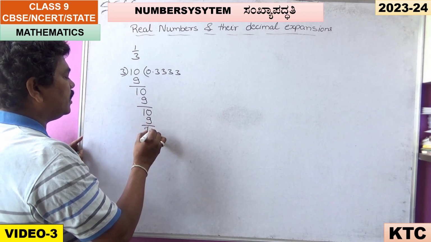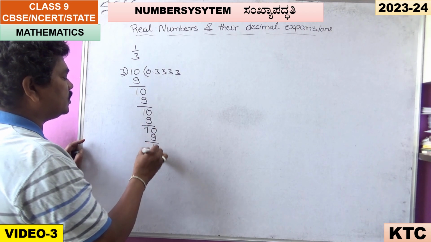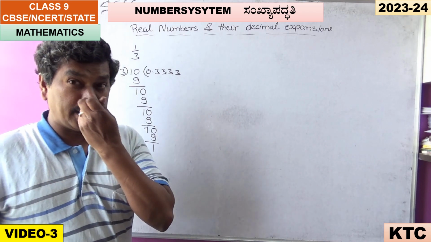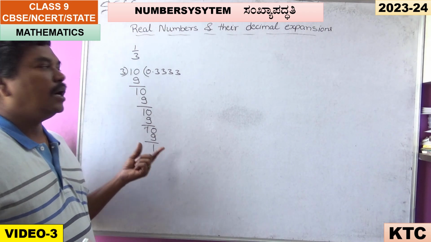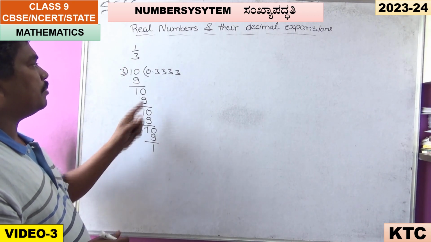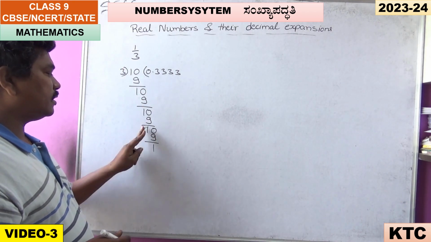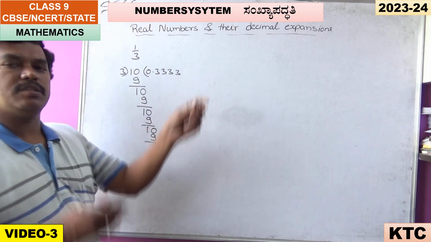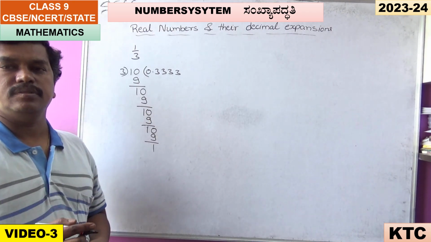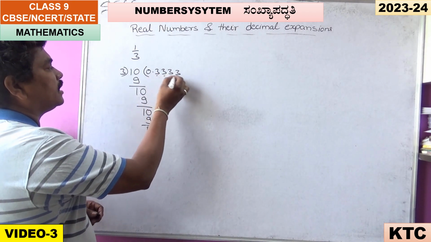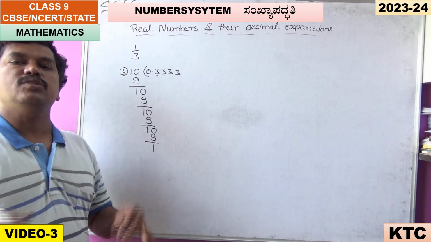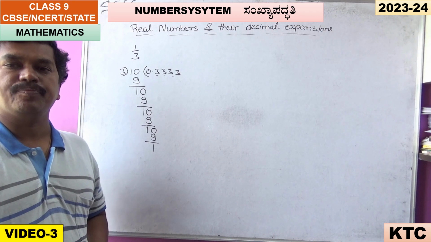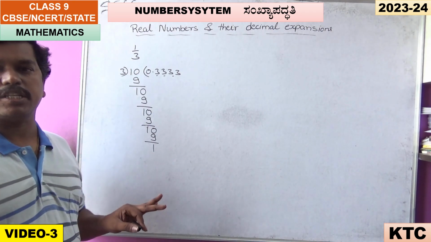So here the division goes on continuously. There is no ending. The remainder never becomes 0, and the decimal expansion goes on continuing. That means here 3 is a repeating term. 3 keeps repeating, the remainder 1 keeps coming. There is no ending. So this is one type of decimal expansion.